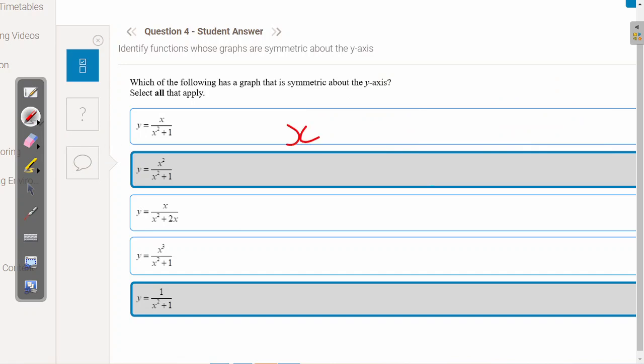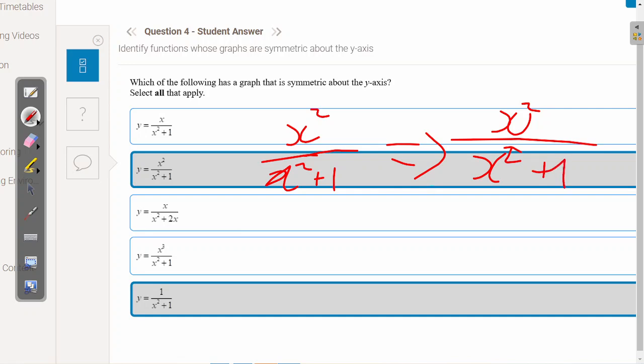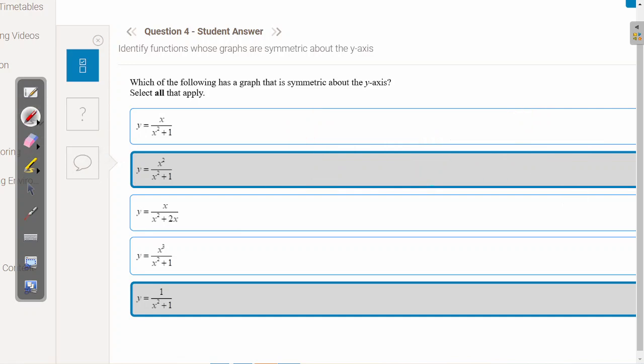X squared over x squared plus 1, negative x squared, it stays the same. Negative x squared is x squared plus 1, so it's the same thing, so it's even. This one you just put negative immediately, so negative x over negative x squared stays x squared minus 2x. No, this is not the same, so wrong.